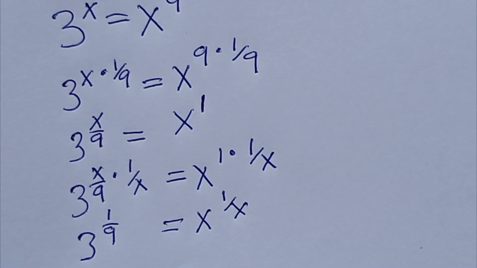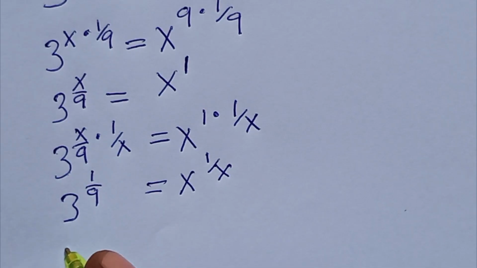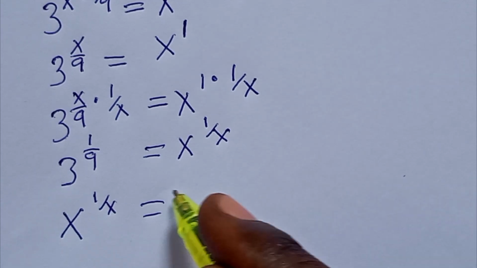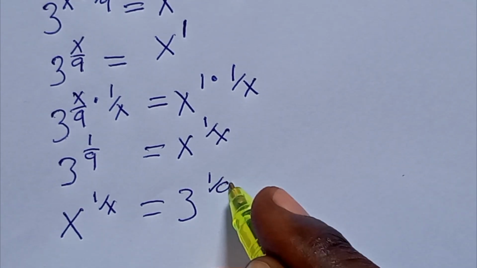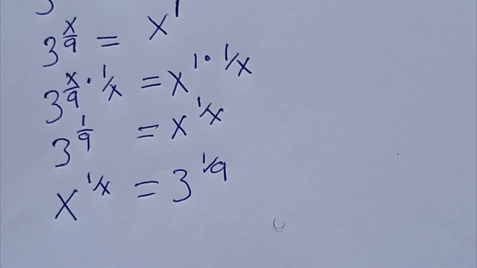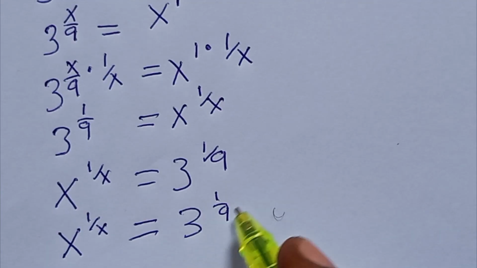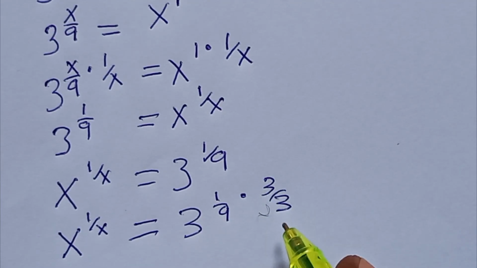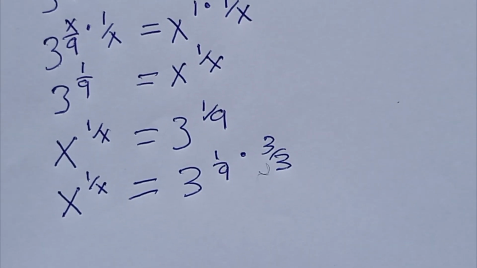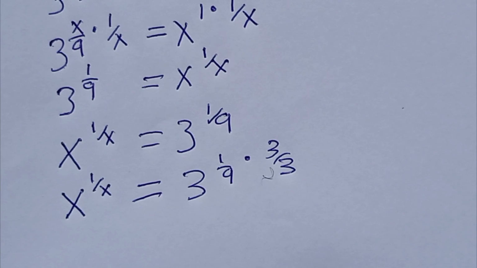So now let's write it as x to the power of 1 over x equal 3 to the power of 1 over 9. If we're writing it this way, just observe this: 1 over 9 times 3 over 3, because 3 over 3 remains 1, and 1 times this remains the same. So we haven't changed our equation. This is valid.